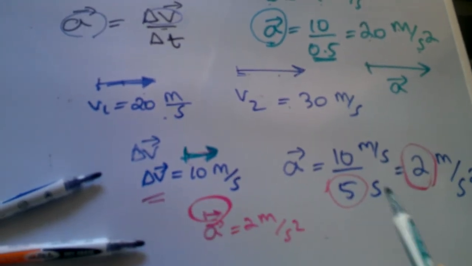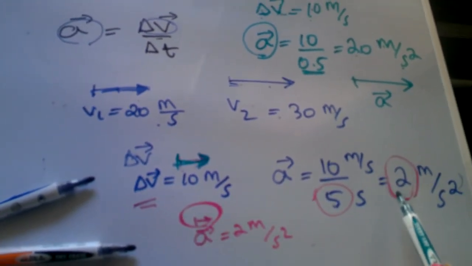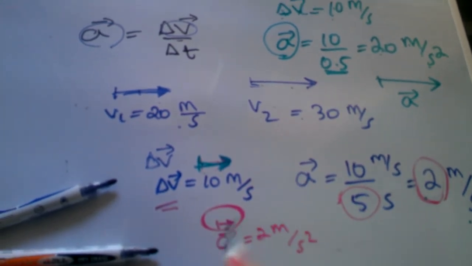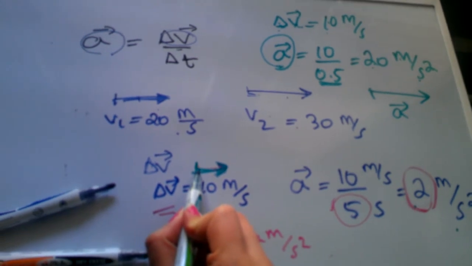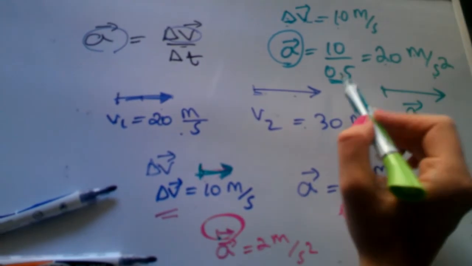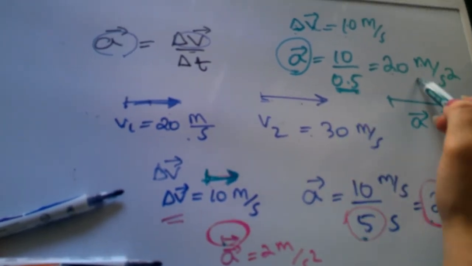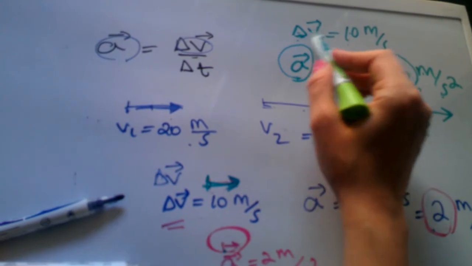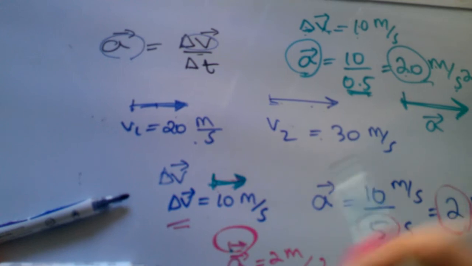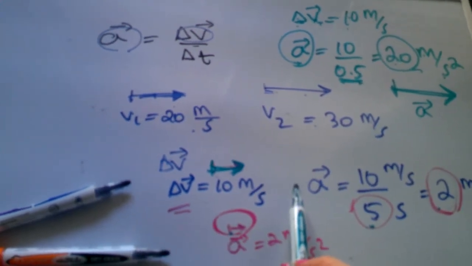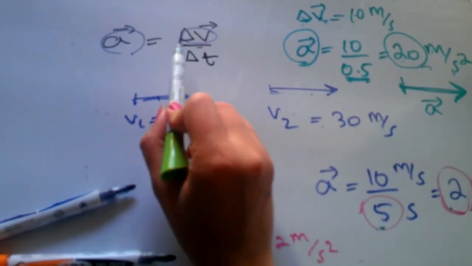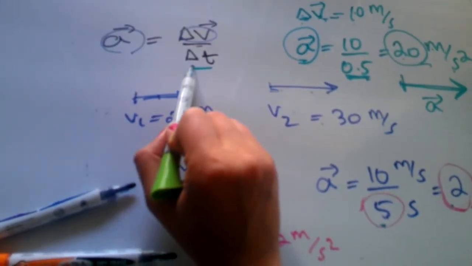So see, in the first scenario I ended up with 2 meters per second squared. My acceleration vector actually got smaller than the delta V because it was divided by 5, a bigger number. Now it's divided by 0.5, which gives rise to a bigger number compared to delta V, and makes the acceleration vector bigger.